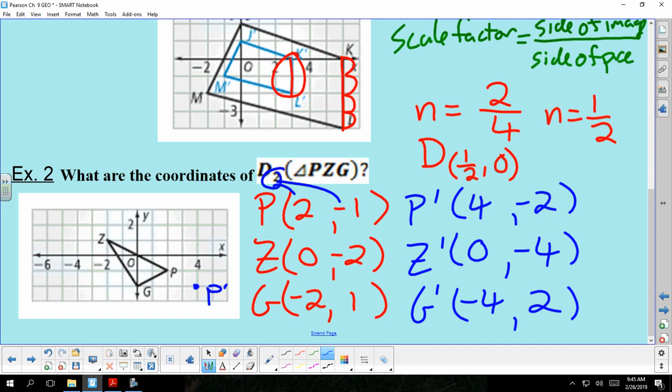And I mix these two up. So there we go. G and Z here should be G prime and Z prime. There we go, that's fixed.